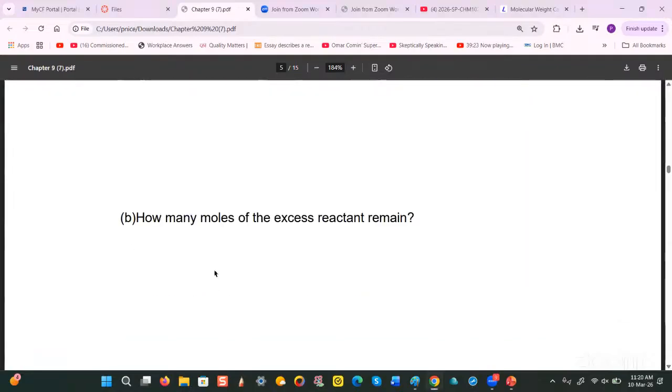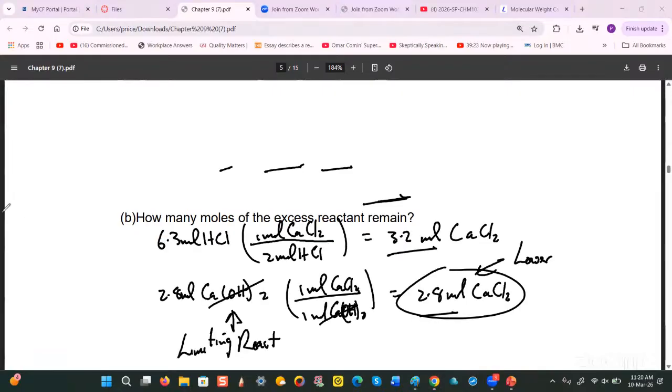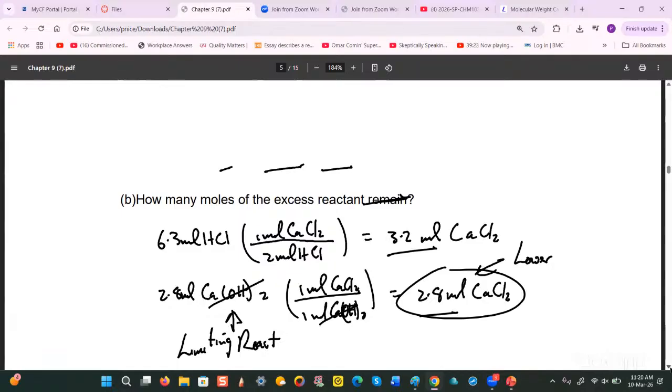Okay, now here they're asking how many moles? I should have erased. Hold on, let me see if I can retrieve that. Okay, good. All right, let me scroll.